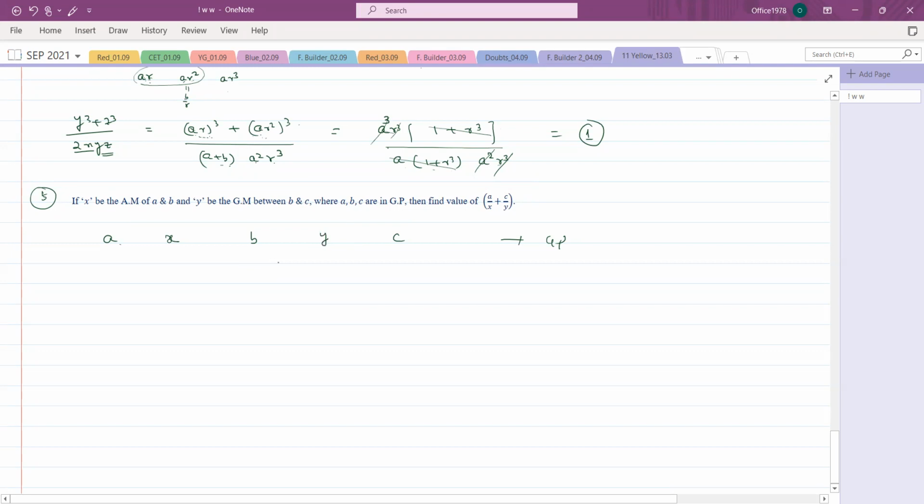Change the question a little bit. X with the arithmetic mean of A and B, Y with the geometric mean of B and C, where A, B, C are in GP, then A upon X plus C upon Y. Is this clear now?